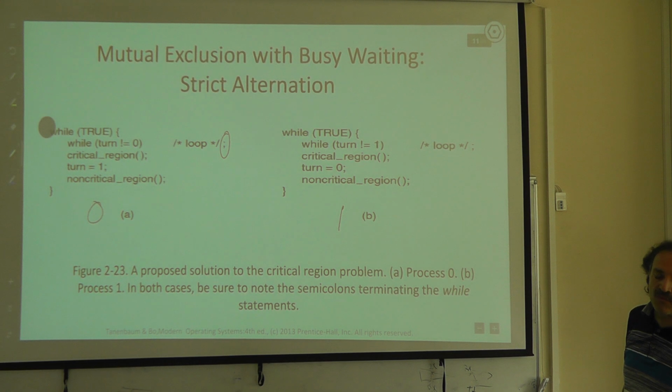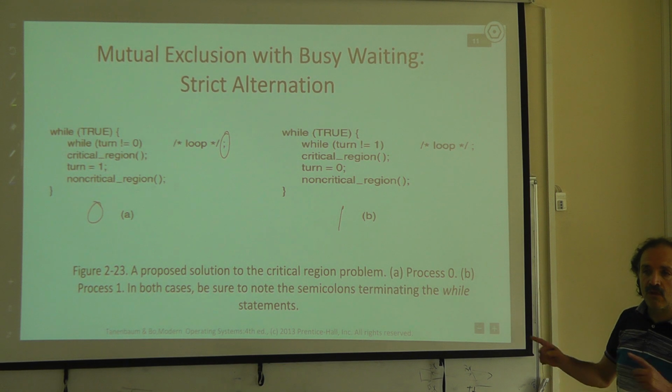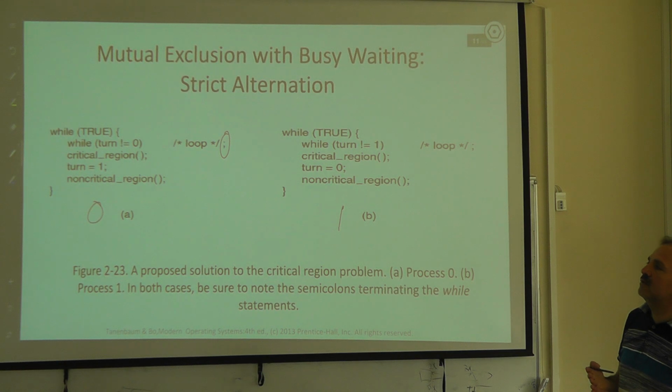It has to wait. It has to wait for what? It has to wait for this process to make the turn 0. Okay? So only one of them is definitely inside the critical region. No two of them can be inside the critical region. Okay? But they have to switch in alternation.